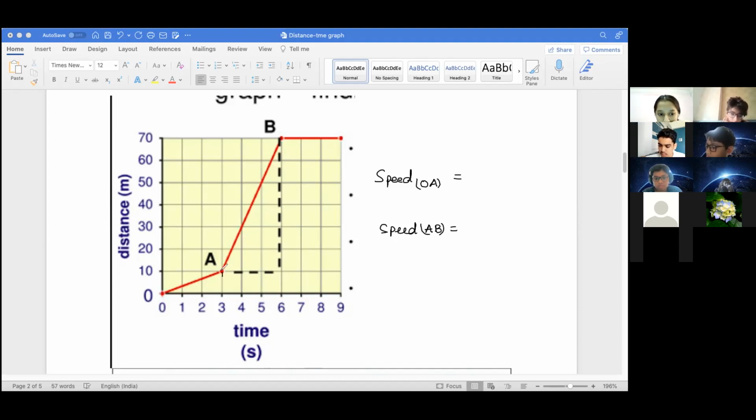In the OA part, you have to drop a perpendicular and base. This is the perpendicular. Ma'am, 3.33, it will go like that. Ma'am, I'm also getting that only. What is this distance? Tell me. 10, ma'am. 10 upon what is this distance? 3, ma'am. Okay, 3.3, correct. I was mistaking it. I am sorry, my mistake.